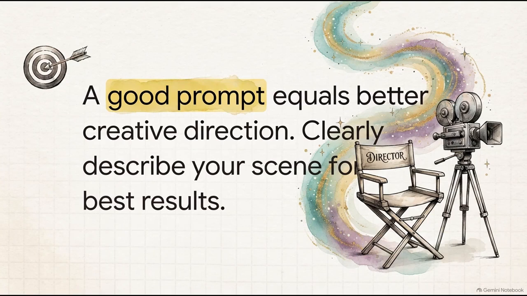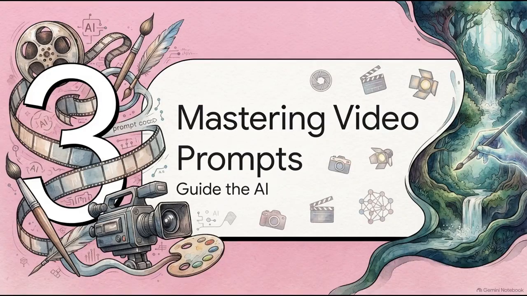Now here's the absolute most crucial thing to remember. A good prompt equals better creative direction. When you hit that review stage in Step 4, you might not get the perfect shot on the very first try. And let me assure you, that is completely 100% normal. The clearer you are, the easier it is for the AI to understand your vibe. Tweaking your prompt, maybe adjusting the camera movement, the lighting or the style, that is the real key to nailing your creative vision.